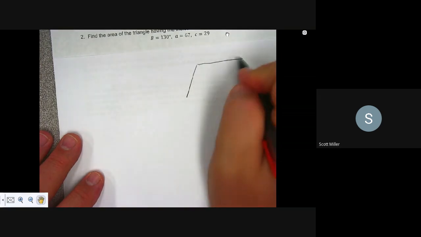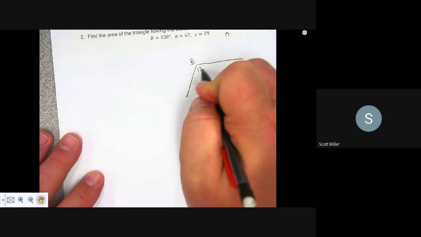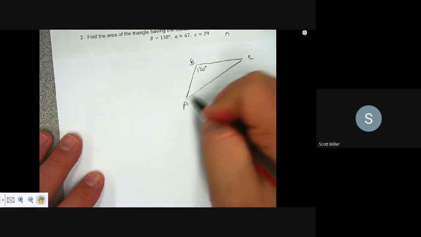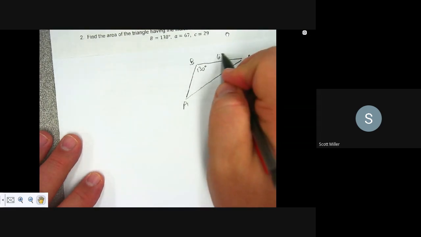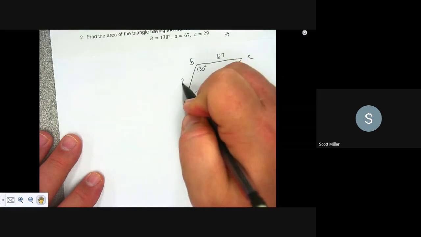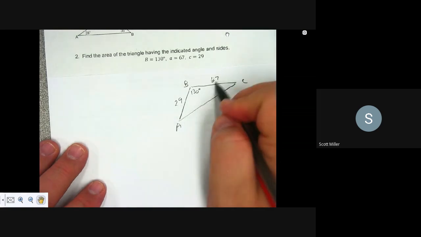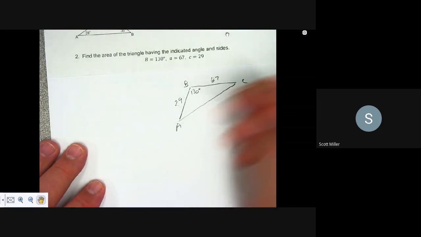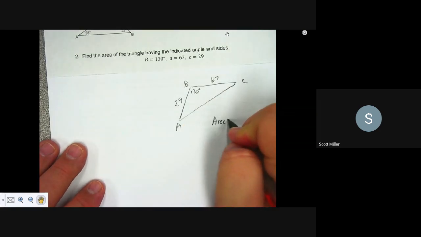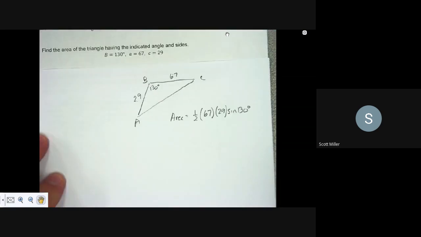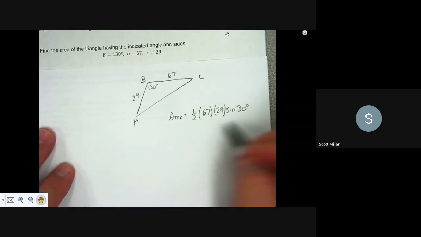130 degrees, okay? So this is angle B, so 130 degrees. Call this A, call that C. So then this side over here would be 67, and this side over here would be 29, because the sides are opposite the angles. And so side, angle, side, I can write the area of this triangle. It's 1/2 times 67 times 29 times the sine of 130 degrees. Excuse me. And so you would write that out just like that.